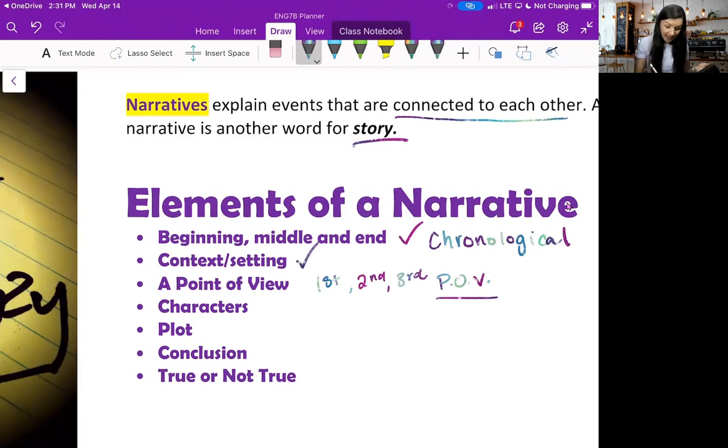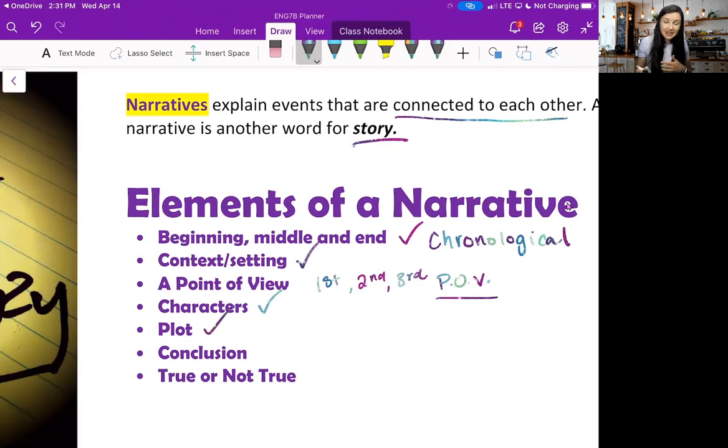Now, a narrative also needs to have characters, okay? So if you're talking about a personal event, you need to make sure you have characters. Now, these may be real characters, real people, or they may be fictional characters because your narrative could also be fictional depending on what the purpose for your writing is.